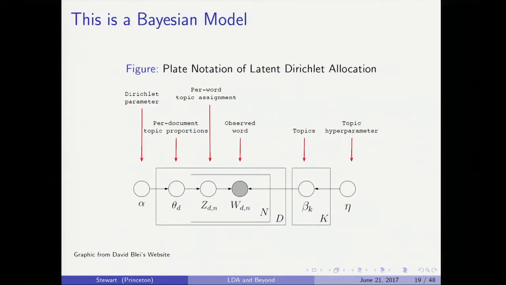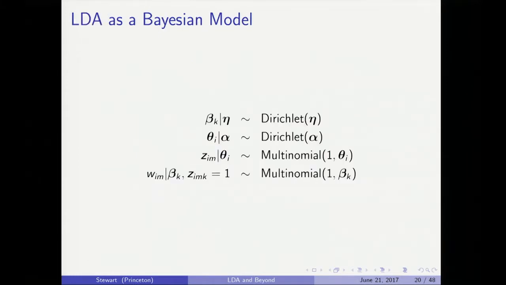This is something called the plate notation for the model. I want to very briefly walk you through how this works. There's some distribution over the vocabulary that we'll call beta k. That's the topic, so it's the distribution over words. Then every document i has some distribution over the topics that we'll call theta. Those are both going to come from the Dirichlet distribution. For those who haven't seen Dirichlet distributions, it's a distribution over proportions.